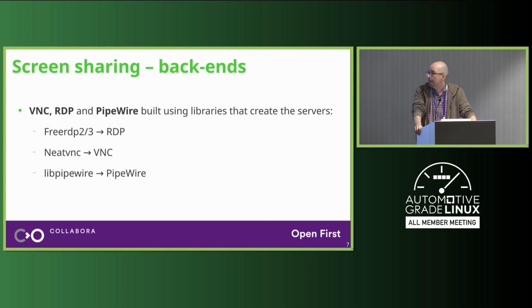So in terms of backends, we have RDP, which is an older backend that we have been using. VNC and PipeWire have been added fairly recently. The backends themselves make use of libraries to actually create the buffers and hand those buffers to the compositor. The compositor, on the repaint part, will use those buffers to draw content into. But the underlying libraries are the ones that use the protocols to actually send data over to a remote client, basically.